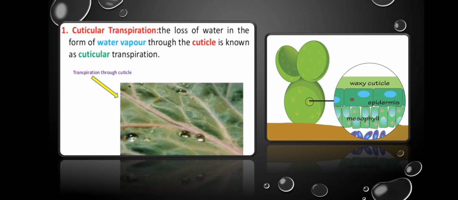The water molecules diffuse into the atmosphere through the epidermal cells. But the quantity of loss depends on the thickness of the cuticle. The thicker the cuticle, the less the water loss, and the thinner the cuticle, the more the loss of water. This loss of water vapor through the cuticle is termed cuticular transpiration. Out of the total amount of water lost from the plants, approximately 3 to 9% is lost through cuticular transpiration.